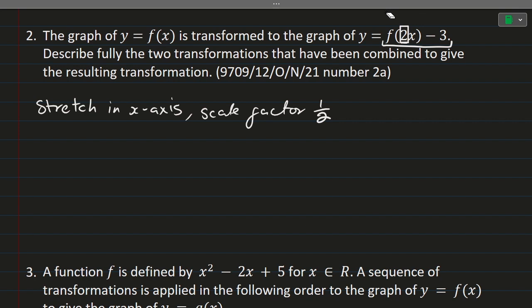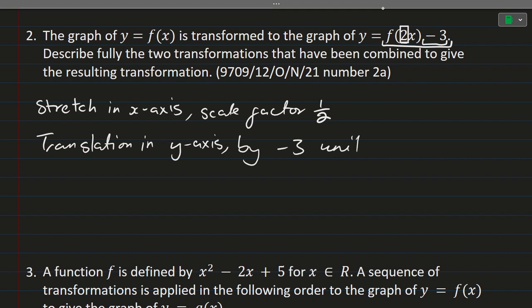Now we have this minus 3 that's outside the bracket. That is a translation in the y-axis by negative 3 units. And this would be our final answer. We have a stretch in the x-axis by a scale factor of half. Then we have a translation in the y-axis by negative 3 units. Now let's move on to number 3.